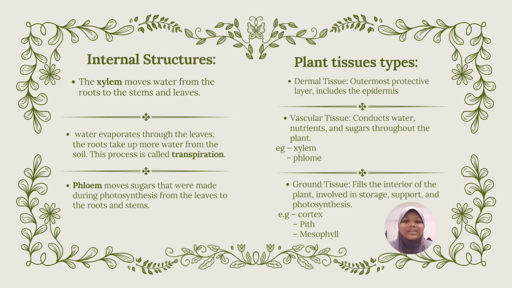The next part is plant tissue types. I divide them into three, which are dermal tissue, vascular tissue, and ground tissue. Dermal tissue is the outermost protective layer and includes the epidermis. Vascular tissue transports water and nutrients, for example xylem and phloem. Ground tissue fills the interior of the plant, for storage, support, and photosynthesis. For example, cortex, pith, and mesophyll.